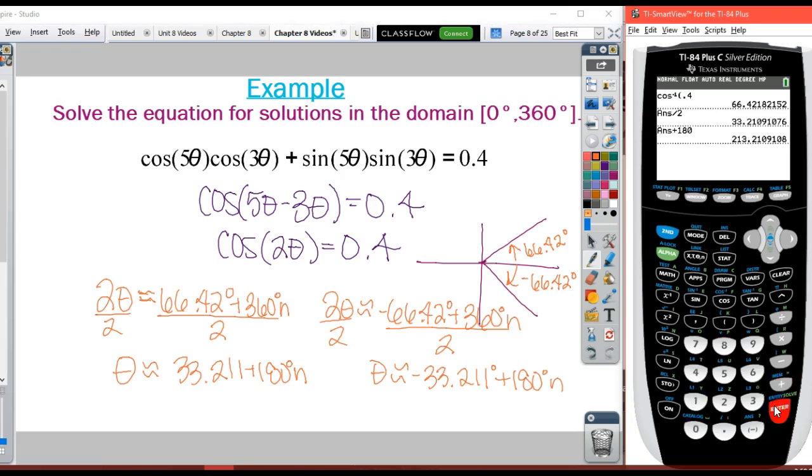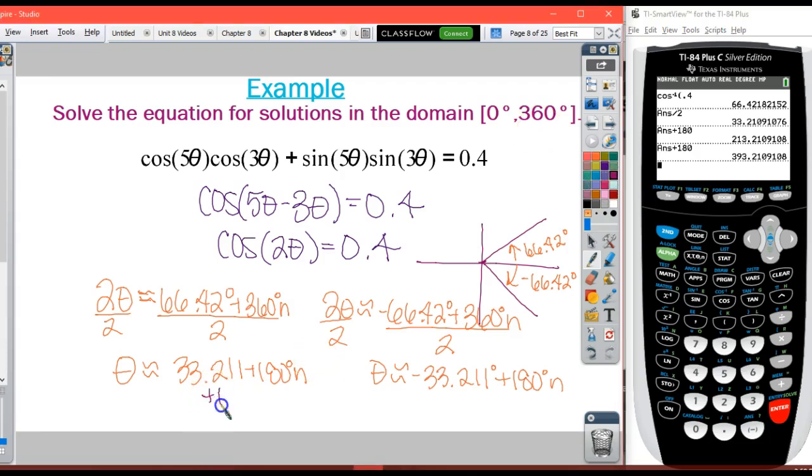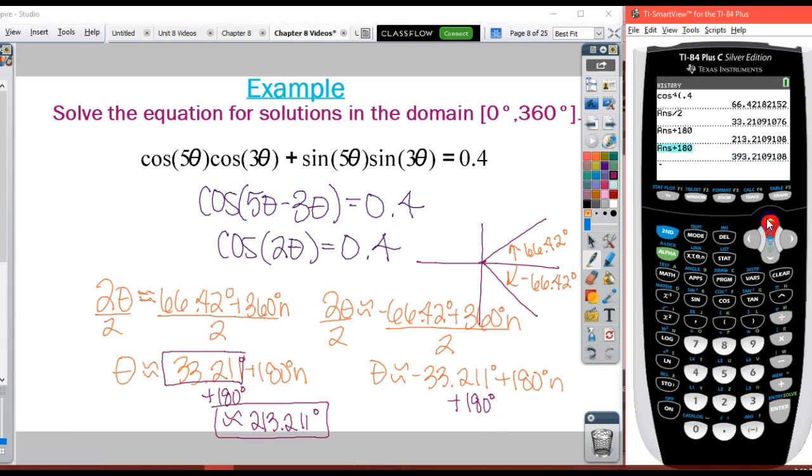And so I get 213. That's going to be another solution. And you could add 180 one more time, but note that we're going to go past that 360. So if I add 180 once, I end up getting another solution, which is the 213.211 degrees. So this would be an answer as well as this 33.211. This is not an answer, so I'm going to have to add 180 to it once. So again, use the entire answer in your calculator, not your rounded answer.